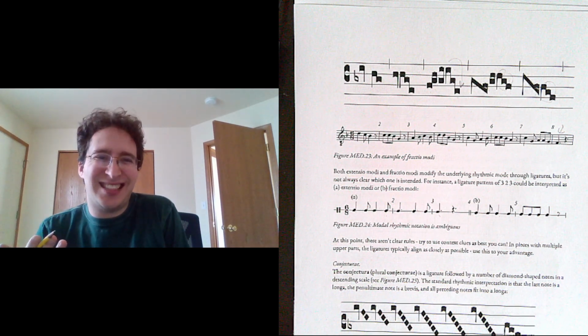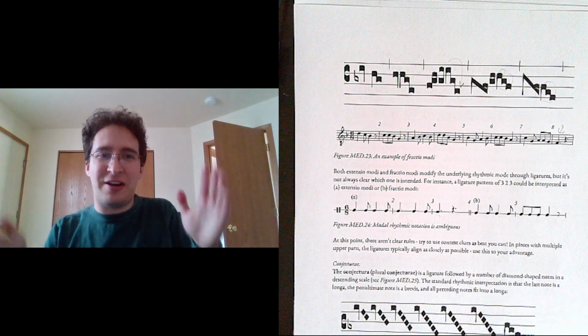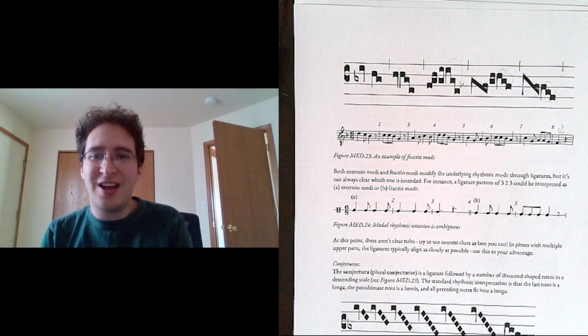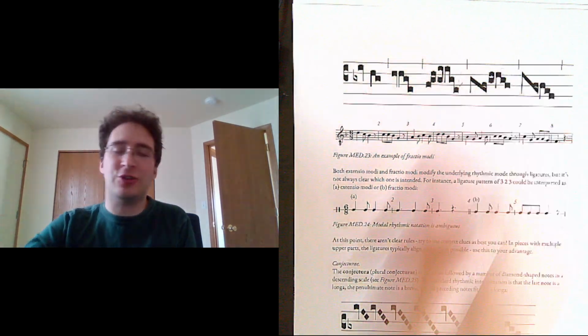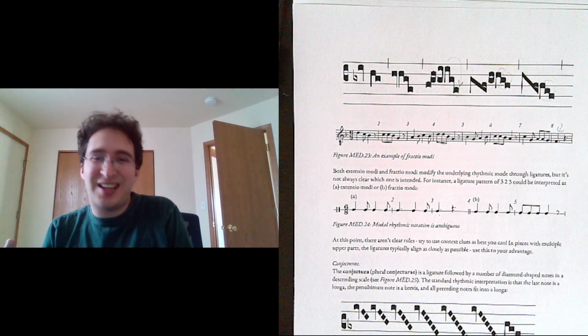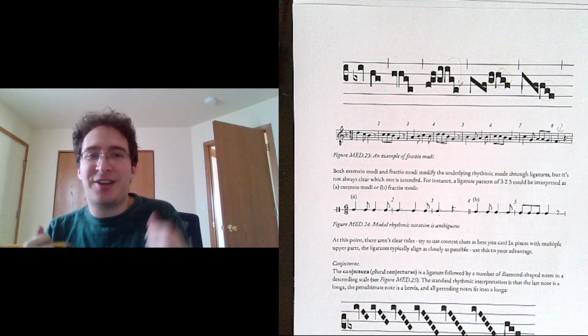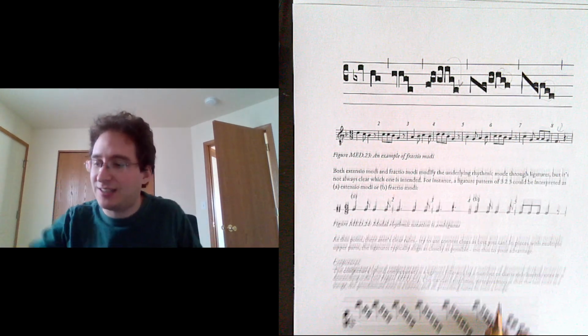There aren't clear rules here. Try to use context clues. Try to figure out how the different parts line up with each other. In pieces with multiple upper parts, usually the 2 upper parts will try to match how their ligatures line up as much as possible. Use that to your advantage. Sorry, I don't have more specific advice.